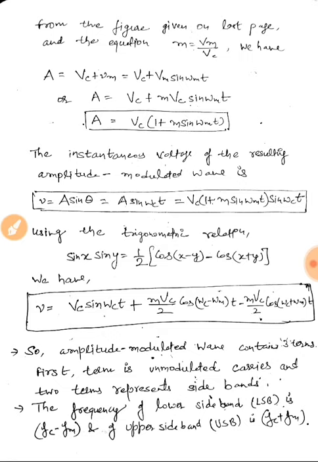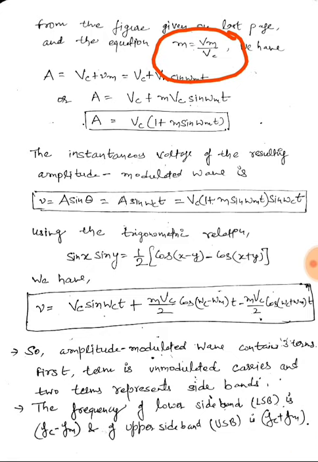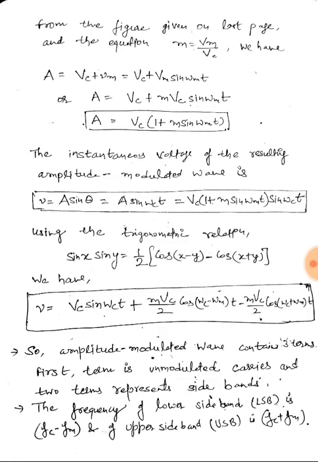Then from the figure we can see on the last page that we have already calculated that M is Vm upon Vc. And A, that is the changing amplitude of the modulated wave, because it is changing with Vm, will be Vc plus Vm, that comes out to be Vc plus Vm sin ωmt, because if this term is changing, then the amplitude of the modulated wave will change.